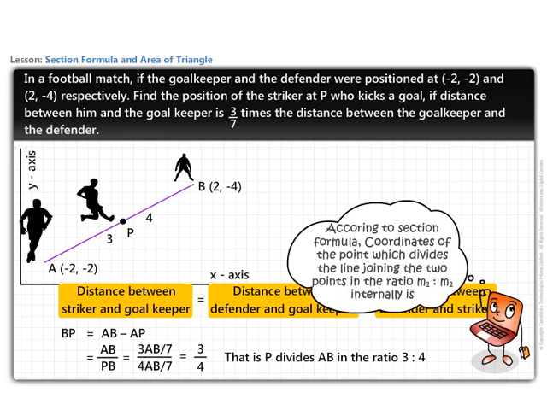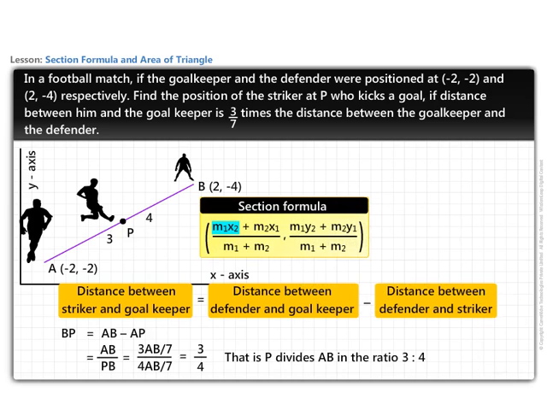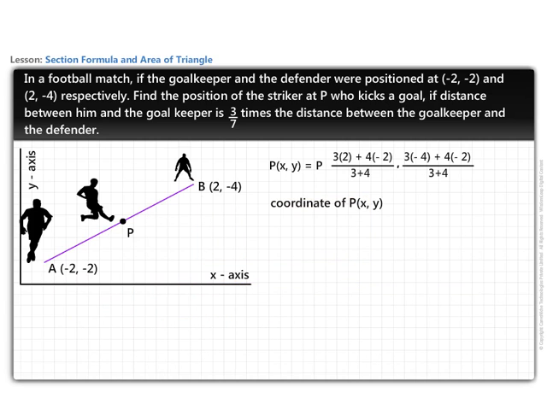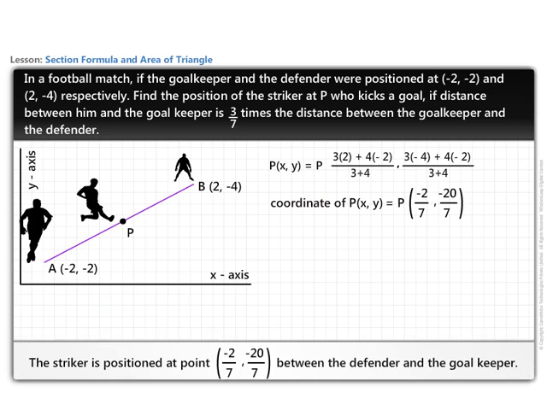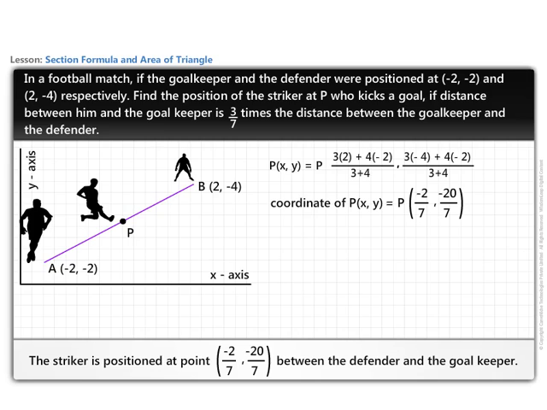According to the section formula, the coordinates of the point which divides the line joining the two points in the ratio m1 to m2 internally are (m1 x2 plus m2 x1) divided by (m1 plus m2), (m1 y2 plus m2 y1) divided by (m1 plus m2). Applying the section formula and simplifying, we get the coordinates of P(x, y) as (-2 by 7, -20 by 7). The striker is positioned at the point (-2 by 7, -20 by 7) between the defender and the goalkeeper.